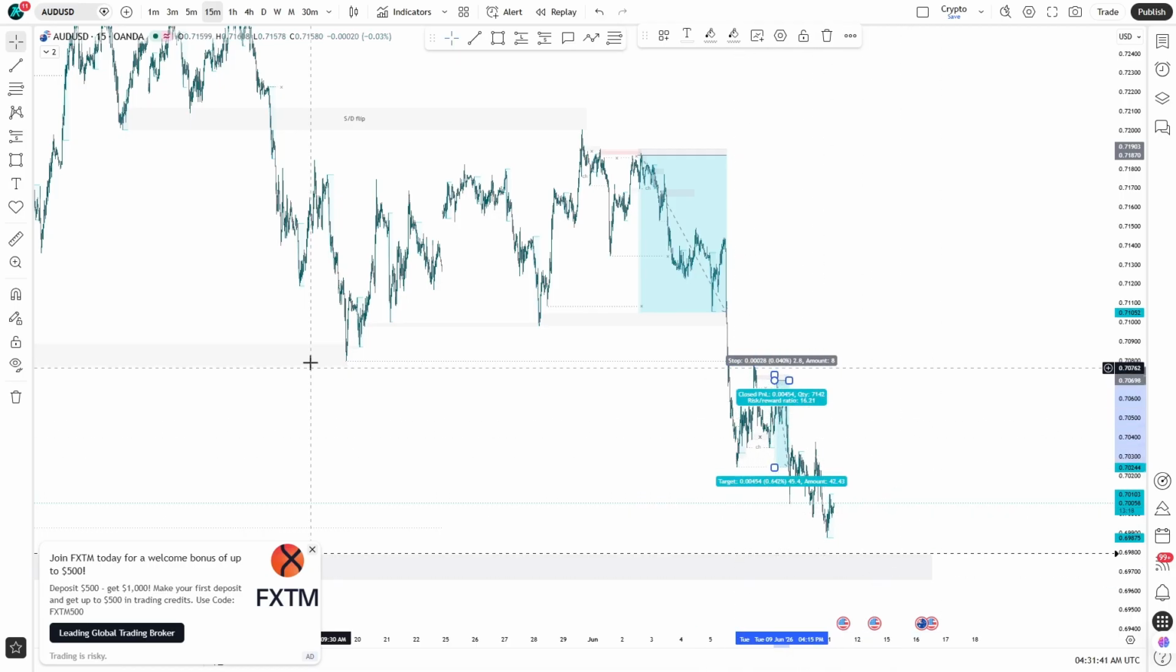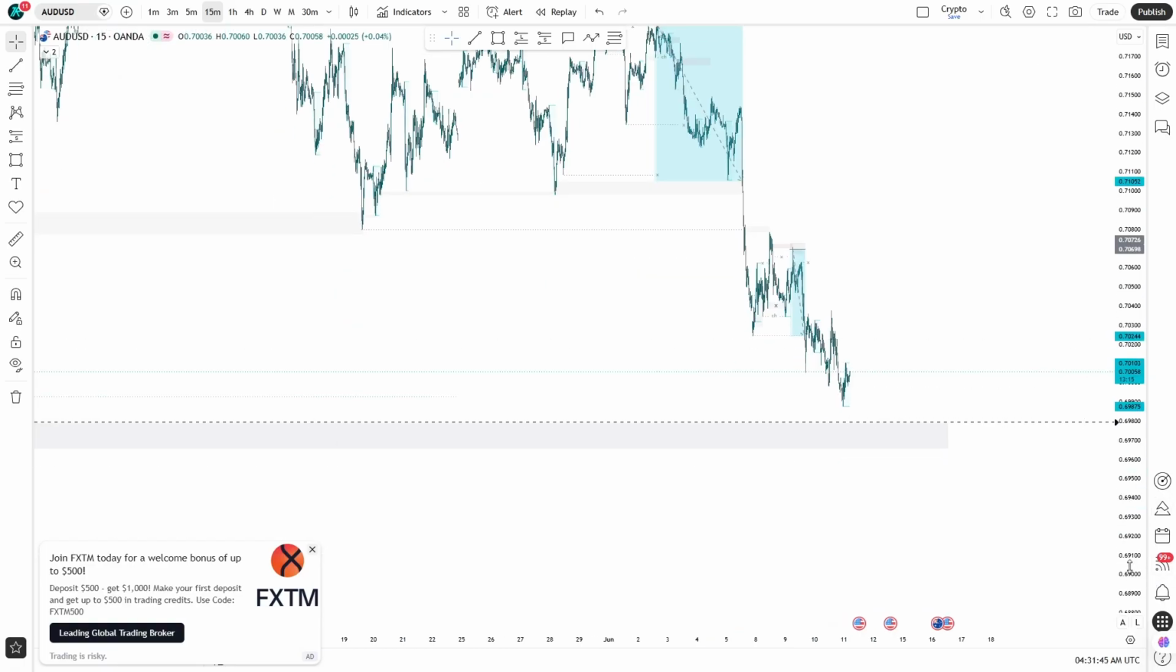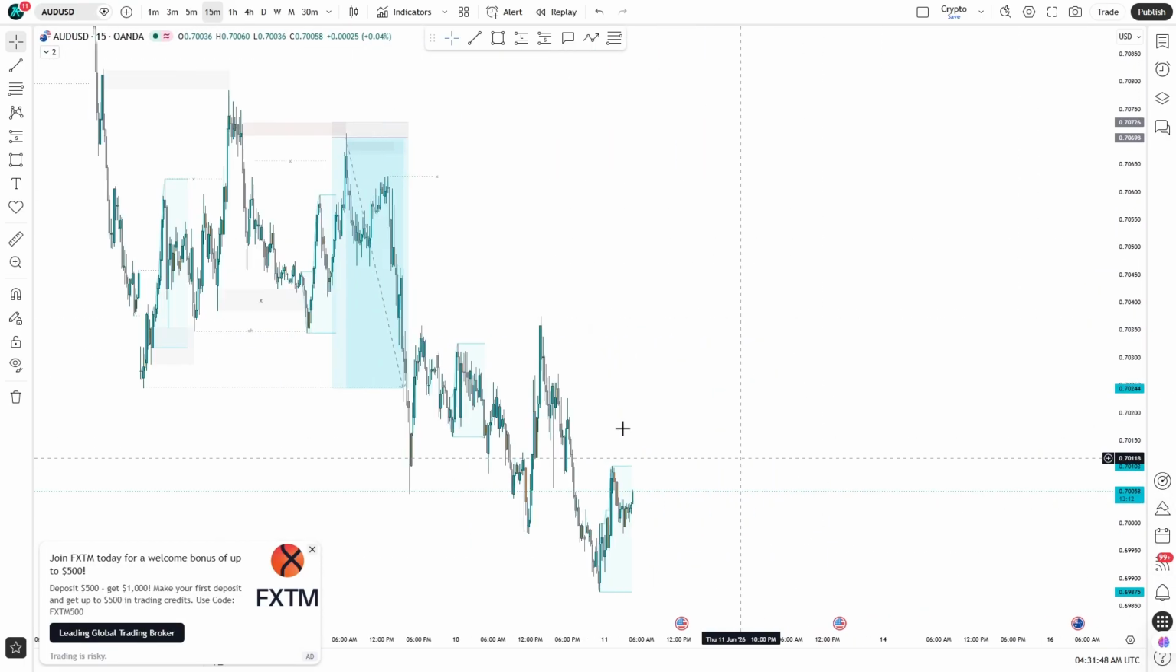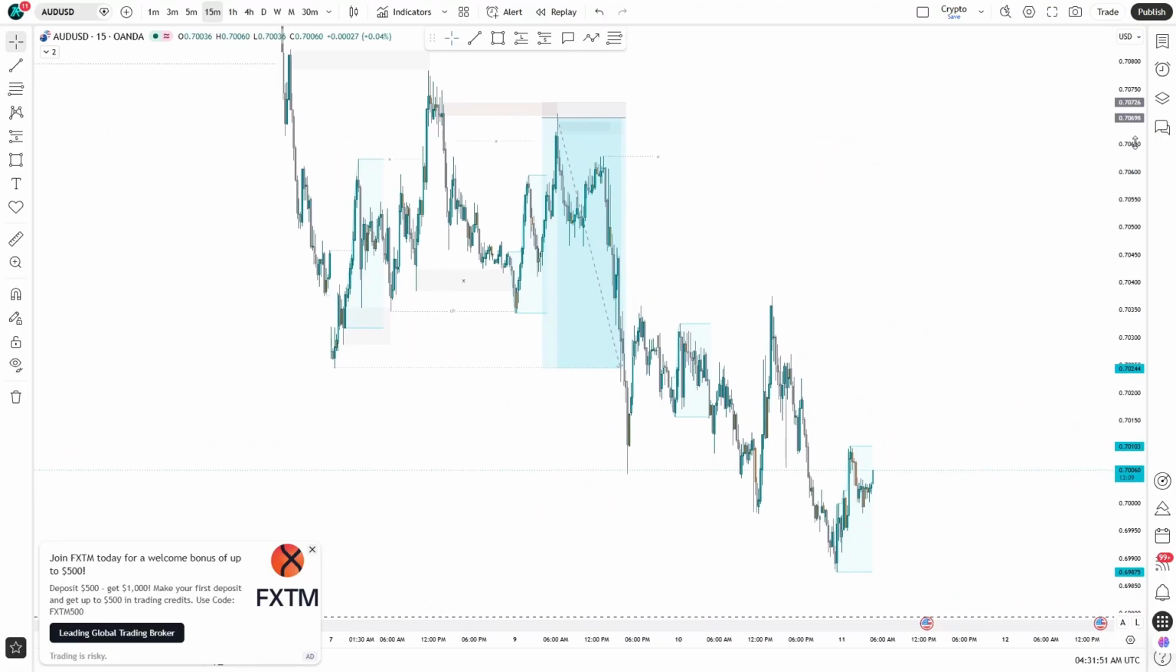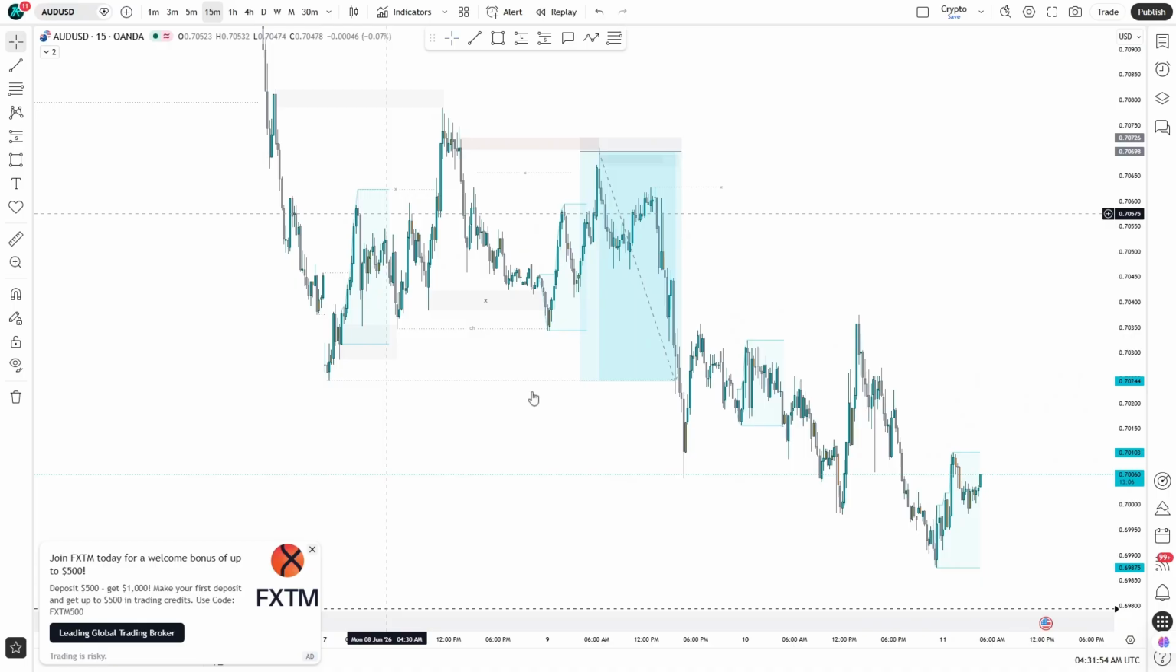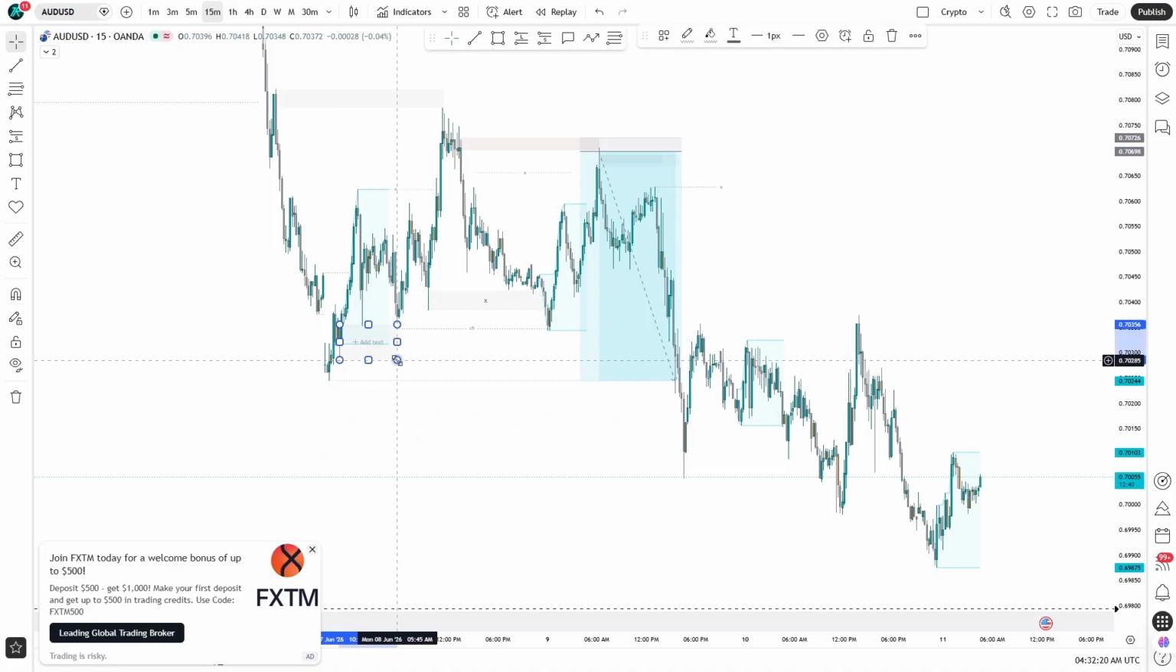But let's zoom in to see what happened. So after this break, market came out and mitigated this demand to supply flip. Now we had a 5 minutes point of interest here where it came back to mitigate. But before even mitigating that part, we had several mitigations on the lower time frame. Mitigated this inside bar, mitigated this, and went to this point again, to this point.